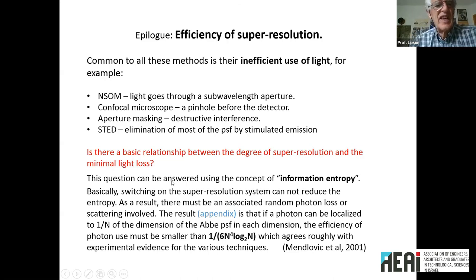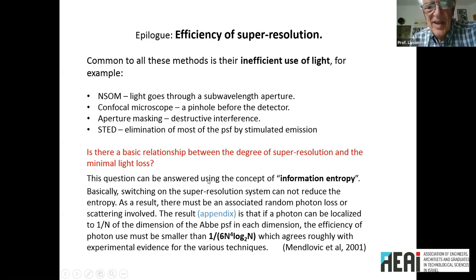I won't go into it here, but anyone who is interested can look at the PDF of this talk. I've added it as an appendix at the end, and you can see the details about it, which were also published in a paper by David Mendlovic and others, including me, in 2001.